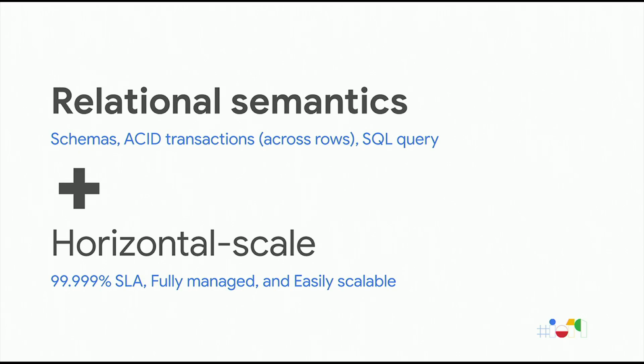When you do decide to go with Cloud Spanner, though, you get the benefits of a relational and non-relational database. On the relational side, you get structure, schema, and enforced data types, as well as ACID transactions across rows, regions, and continents. And on the non-relational side, you get the horizontal scalability of a NoSQL database.